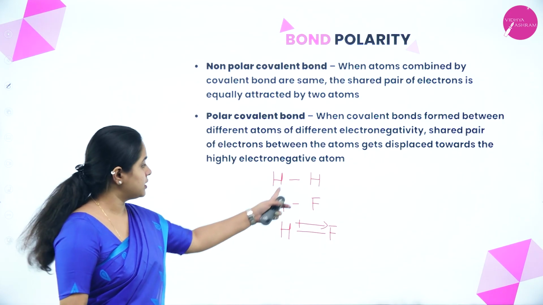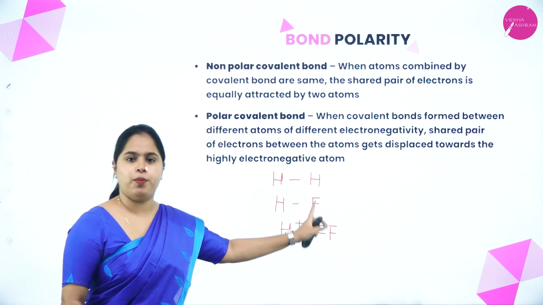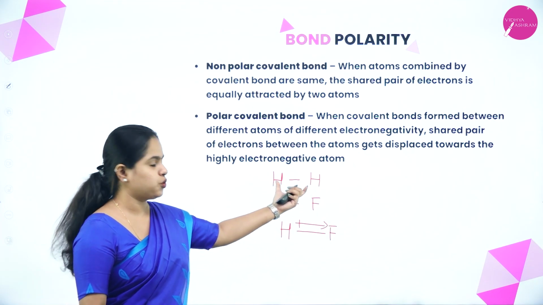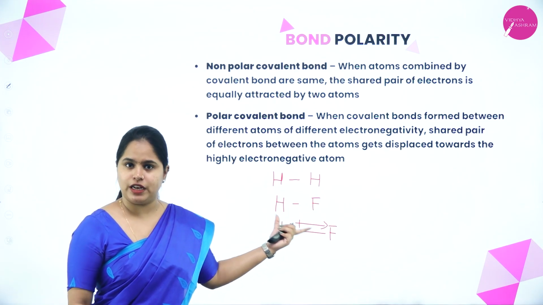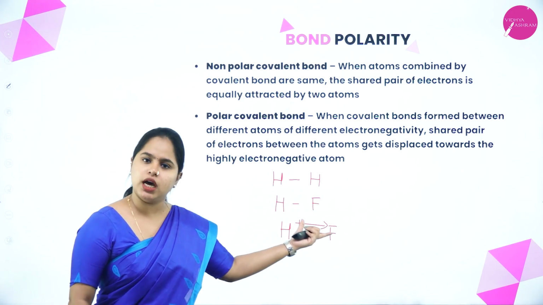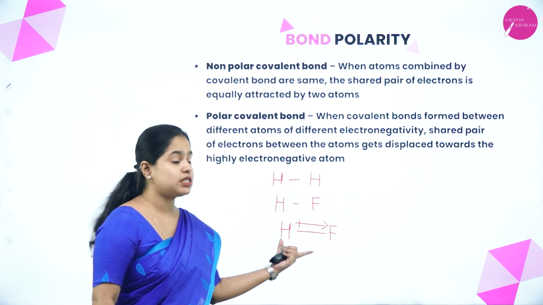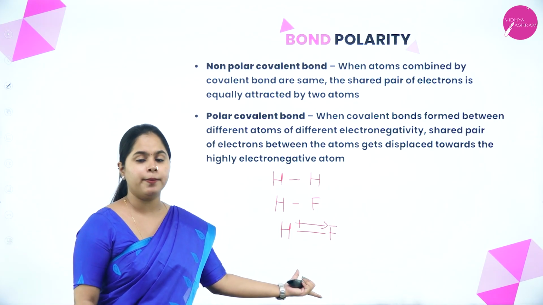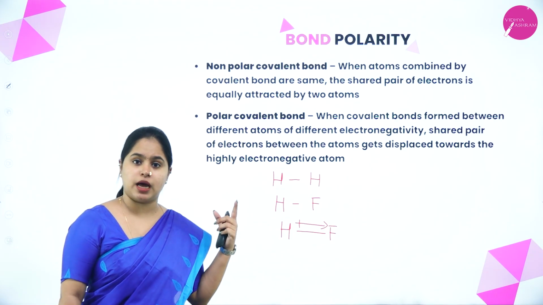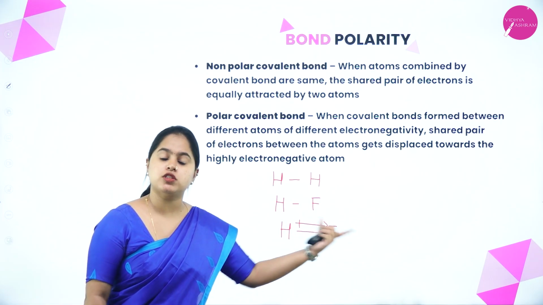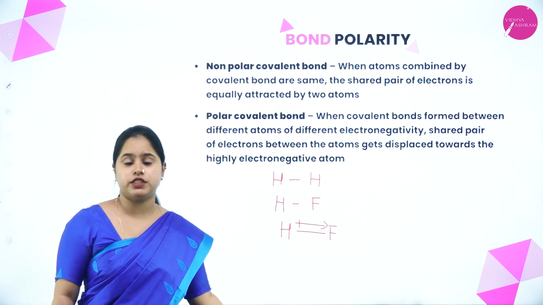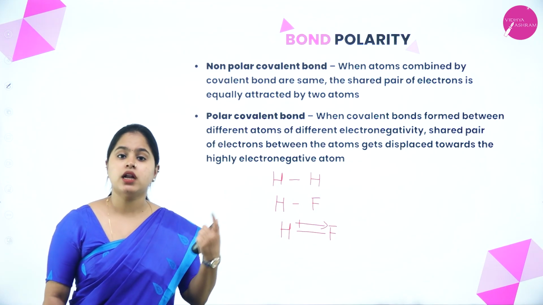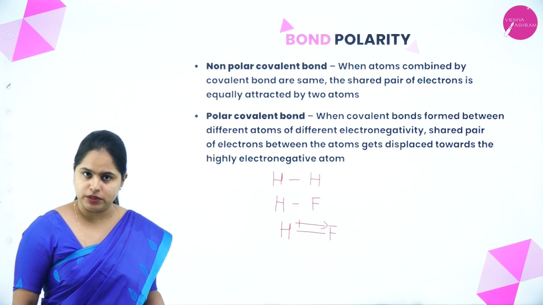Clear? The hydrogen molecule is an example of a non-polar covalent bond, because there is no polarity difference here. There is no comparison of electronegativity because both are hydrogen atoms. But in this case, as fluorine is introduced, an electronegativity difference arises and the shared pair of electrons will be attracted more towards fluorine. Such bonds are called polar covalent bonds. I hope it is clear.